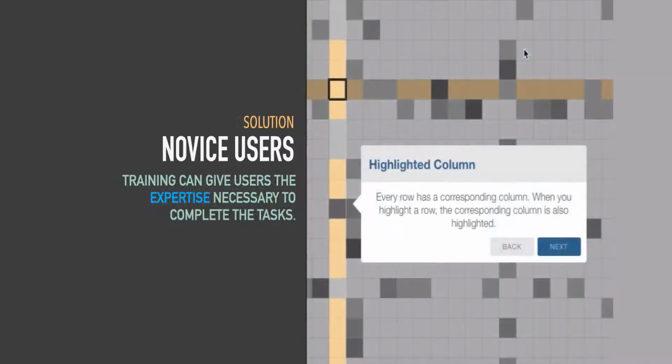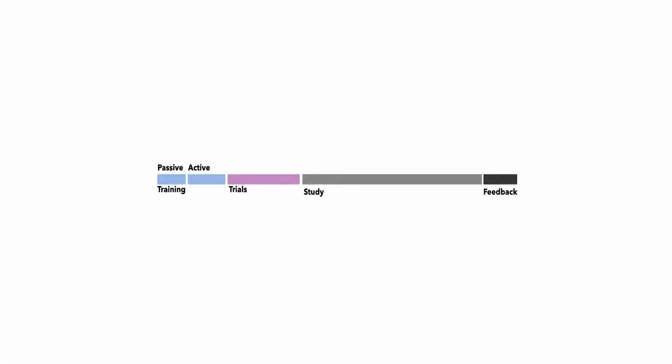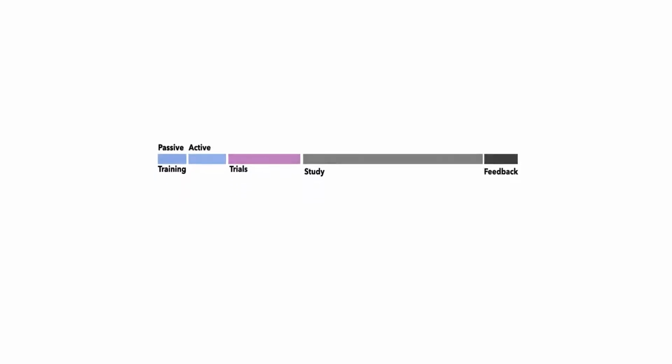What we found was a combination of both active and passive training can in fact give users the expertise necessary to complete these tasks. The average accuracy in this study was over 75%, with users who had never seen these multivariate graph representations before. The study had 4 sections and took participants on average 40 minutes to complete. The training component had both a passive and an active section.